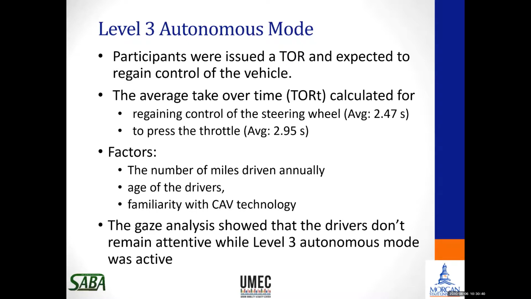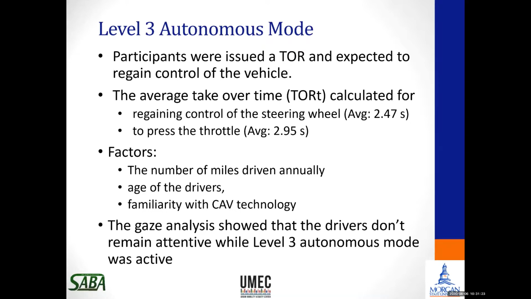The factors affecting it are here. The factors affecting it, using a random forest model again. Mostly it is how many miles are driven and the age. Those two, and also familiarity with CAV, that's the third one. They affected the TORT. And the gaze analysis here shows that drivers don't remain attentive with level 3 autonomous mode. That's one of the concerning issues that people have.